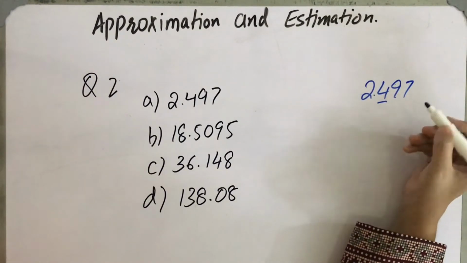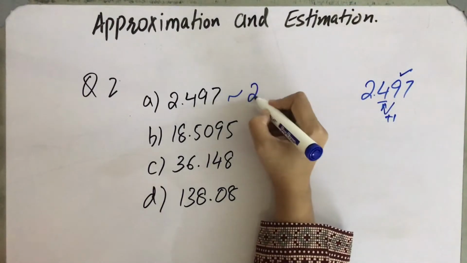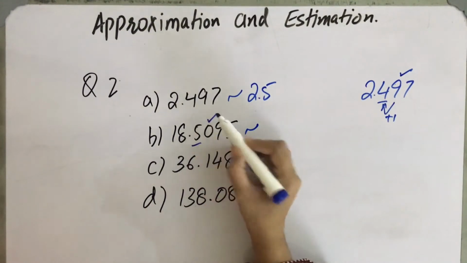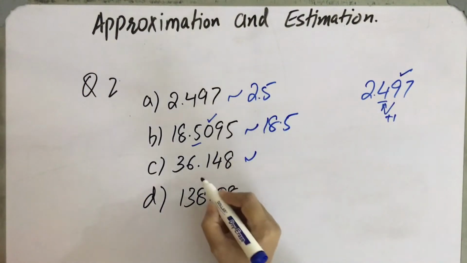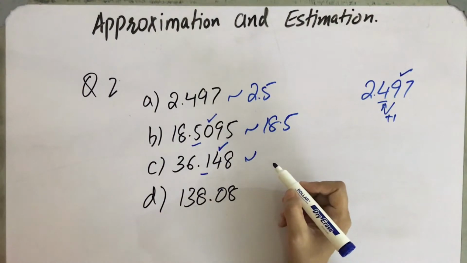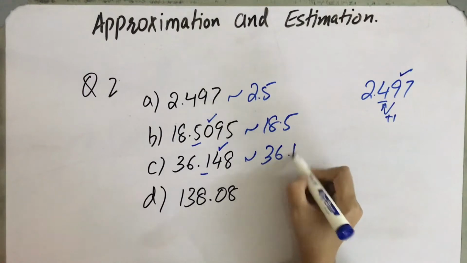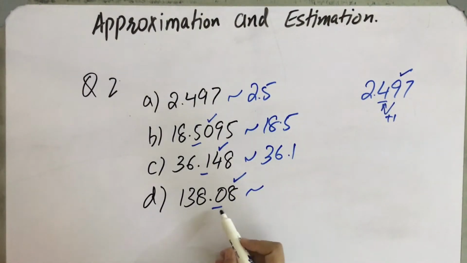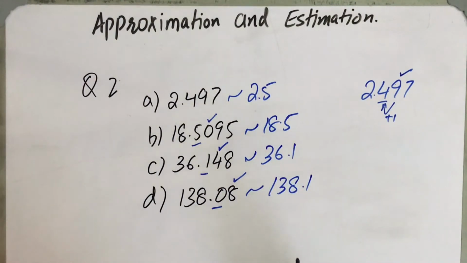Okay, so when we have to give our answer correct to one decimal place, we shall underline the first decimal as it would be part of the answer. Study the second one, plus 1. Our answer will be 2.5. Here we take the first decimal, study it, it is 0, so we drop it, it will be 18.5. First decimal, study this, we drop it as it is less than 5. Our answer will be 36.1. And here we study this 8 and underline the 0. This is more than 5, so we have 138.1.